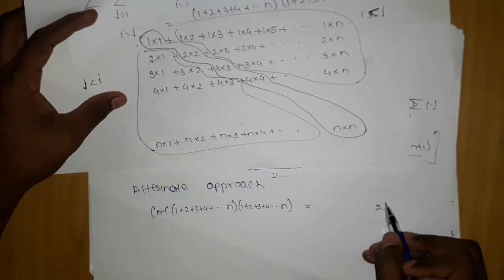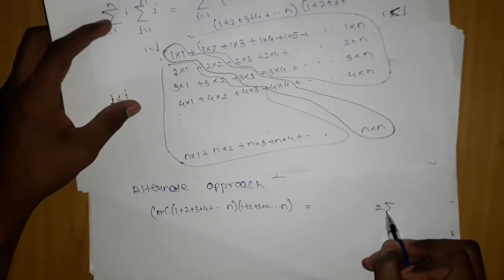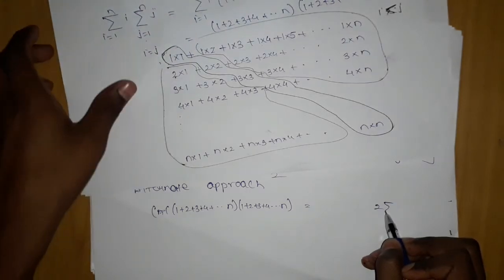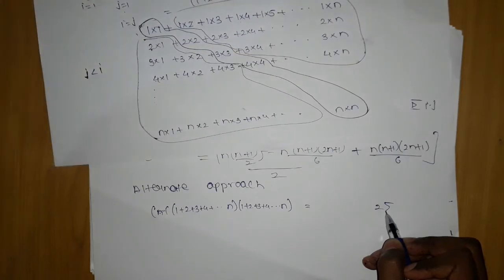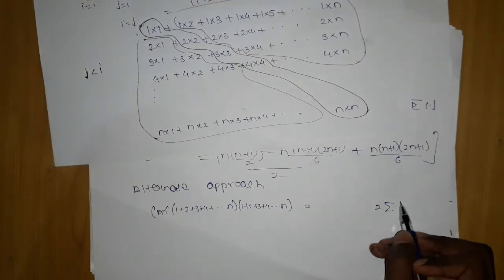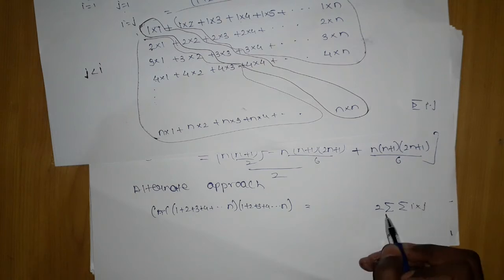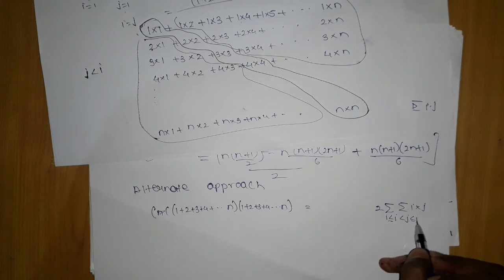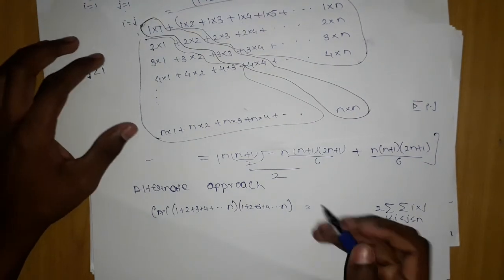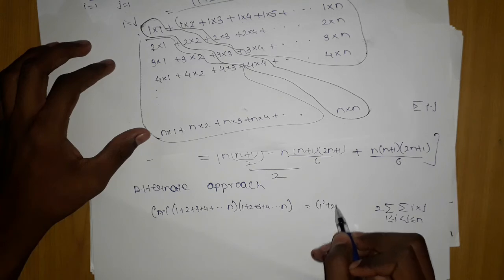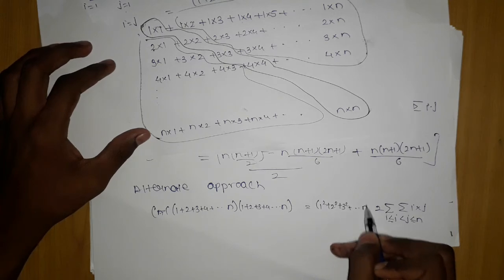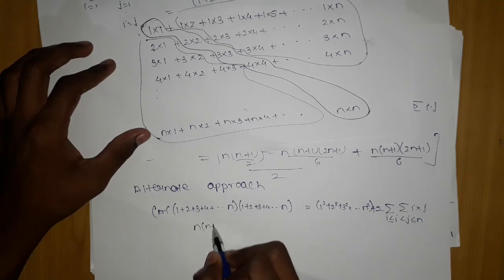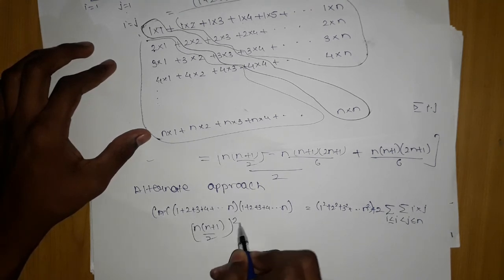It was some twice times some value, the sum of i into j, where 1 ≤ i < j ≤ n. And here what it was: 1 square plus 2 square plus 3 square till n square. You can easily get its value. This is nothing but (n(n+1)/2) the whole square.